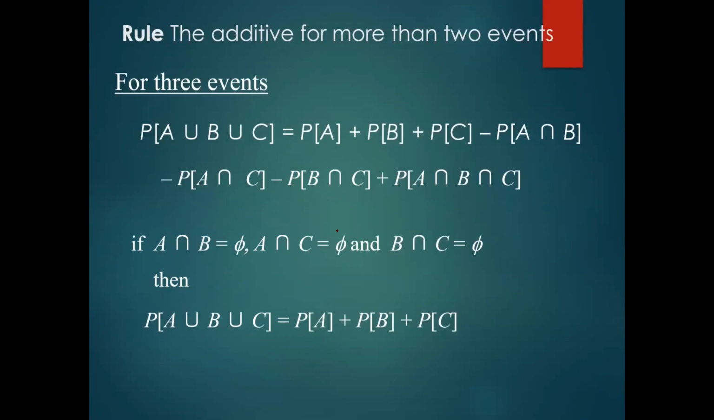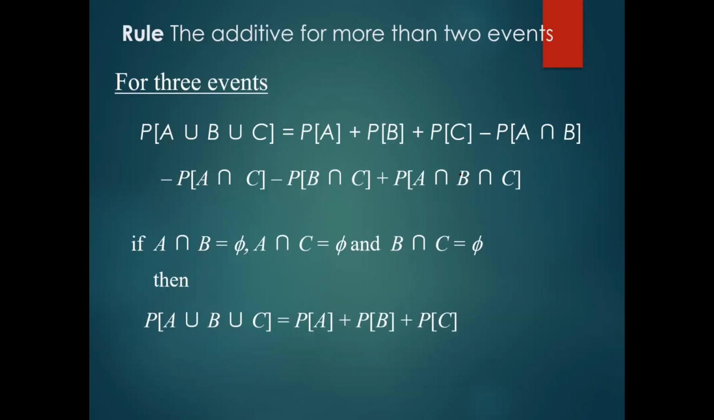Now, what's the additive form for more than 2 events? Ala, medyo mahirapan na tayo. So the idea is, of course, just to use that theory. The union of A, B, C is equal to the sum of the probabilities of A, B, C minus the pairwise intersections plus the intersection of the 3 events. Alam niyo na yan.